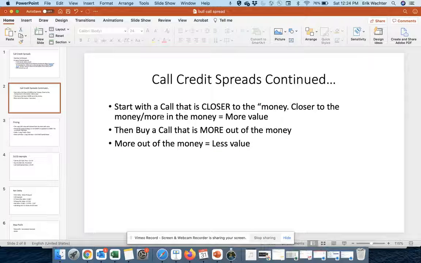Now I'm going to explain what we just did on Robinhood. We're starting with a call that's closer to the money. In this case, the $27 call is closer to the money than the $30 call, and we sell the closer-to-the-money call, which has more value. We buy the more out-of-the-money call, which has less value. That means you're net short, because you're selling a more valuable option and, behind it, buying a less valuable option.